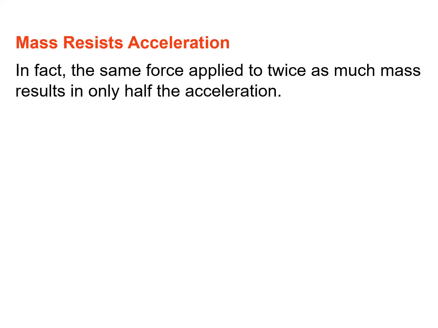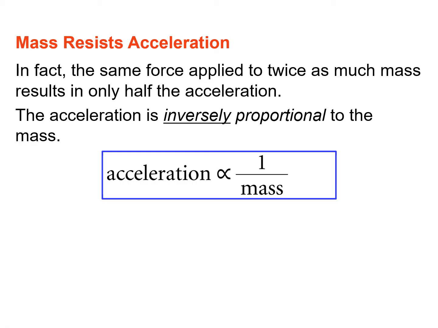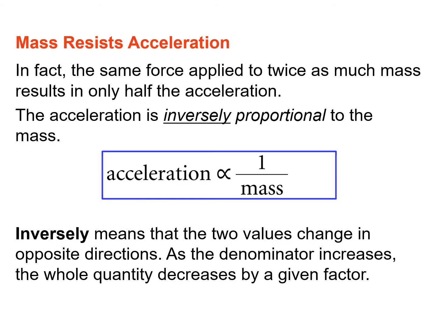In other words, if you push with the same force, but you have twice the mass to push, that will result in only half the acceleration. So the acceleration is inversely proportional to the mass. We could show it in equation form like this. The acceleration is proportional to 1 over the mass. Inversely means that the two values change in opposite directions. If mass goes up and it's in the denominator, then the acceleration goes down.